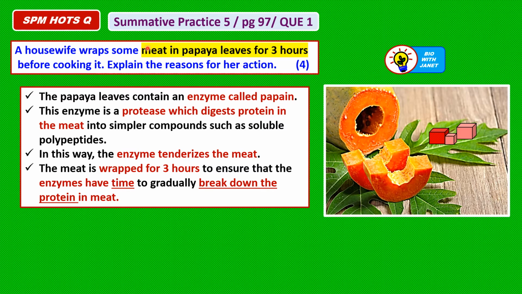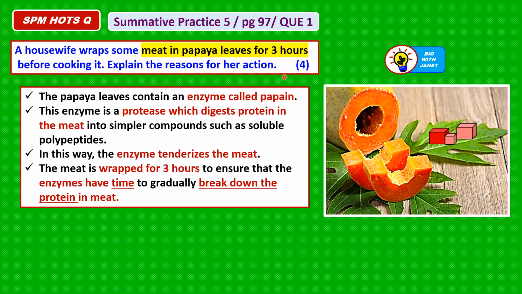So underline the keywords. Meat wrapped in what? Papaya leaves, 3 hours. The papaya leaves contain an enzyme called papain, which is a protease. That means it is an enzyme that digests protein. It digests the meat into simpler compounds such as soluble polypeptides. So in this way, the meat will be tenderized because the connective tissues will be digested, and the meat will be softer. After cooking it, when you eat it, the meat is very soft and easy to cut and chew.